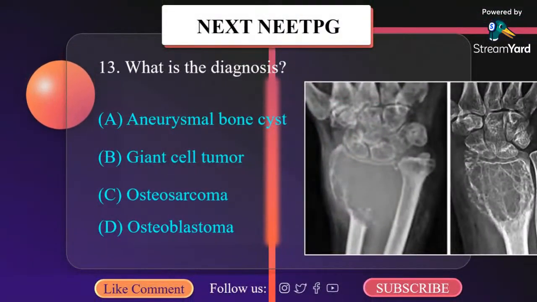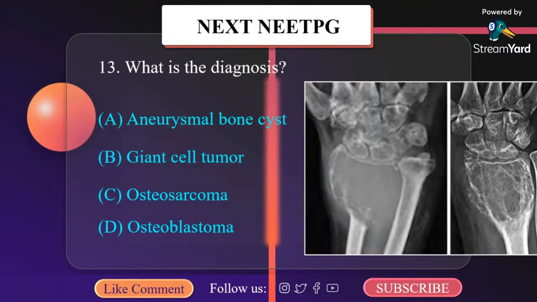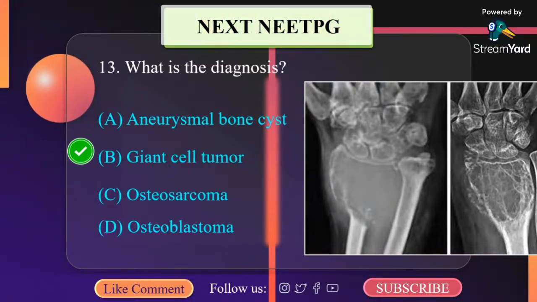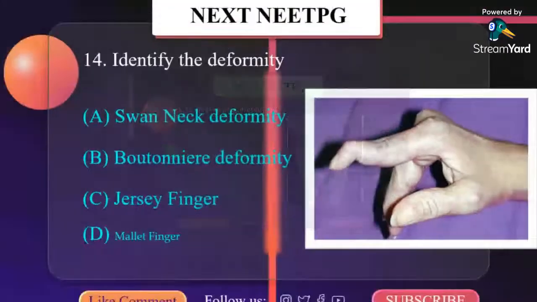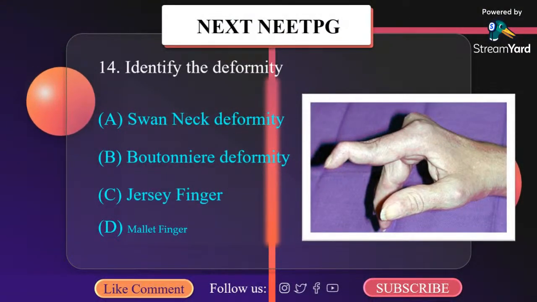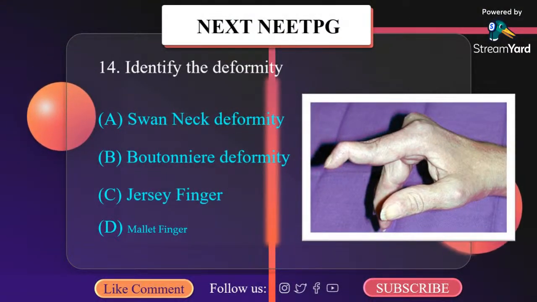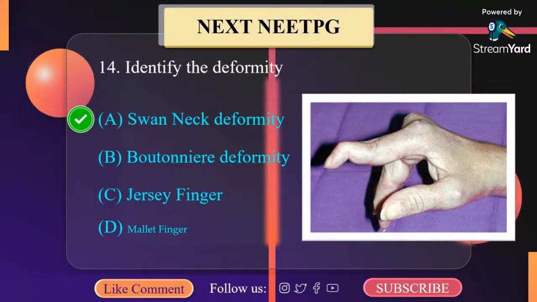What is the diagnosis? Well, it is giant cell tumor. Identify the deformity: swan neck deformity, Boutonniere deformity, jersey finger, mallet finger. It is swan neck deformity.